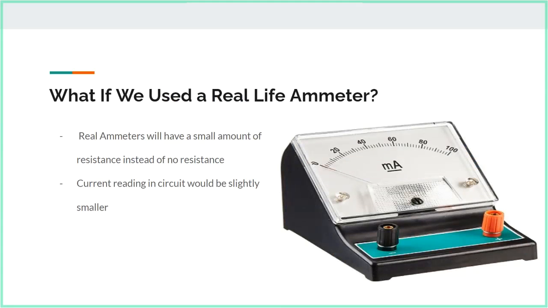What if we were doing this lab in real life? Real-life ammeters have a small amount of resistance as opposed to the simulated ammeter, which has the ideal net resistance. The small amount of resistance in real-life ammeters causes the current reading of the circuit to be slightly smaller than it would be in a simulated situation.